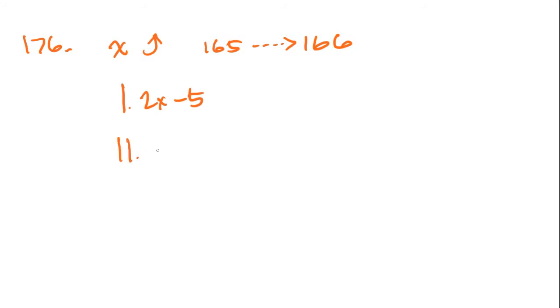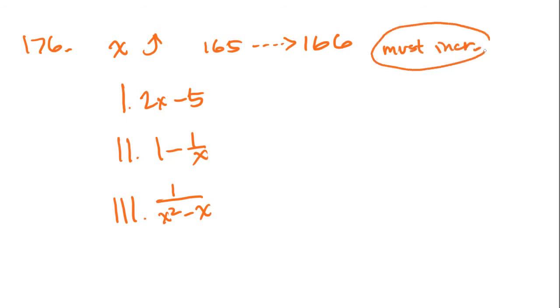Our next question is 176, which says, as x increases from 165 to 166, which of the following must increase? 1 is 2x minus 5, 2 is 1 minus 1 over x, and 3 is 1 over x squared minus x. So let's figure out which one of these will be true. So we're looking for must increase. Not that it will sometimes increase, but that it will always increase.